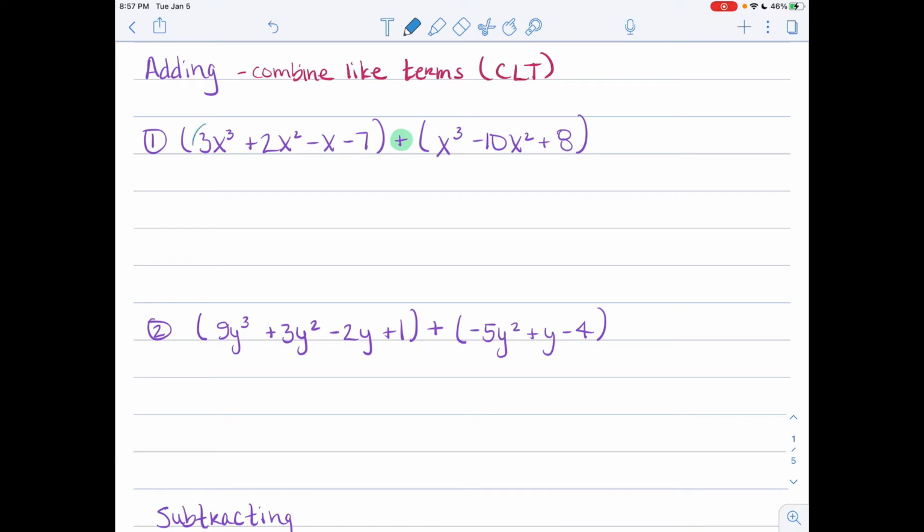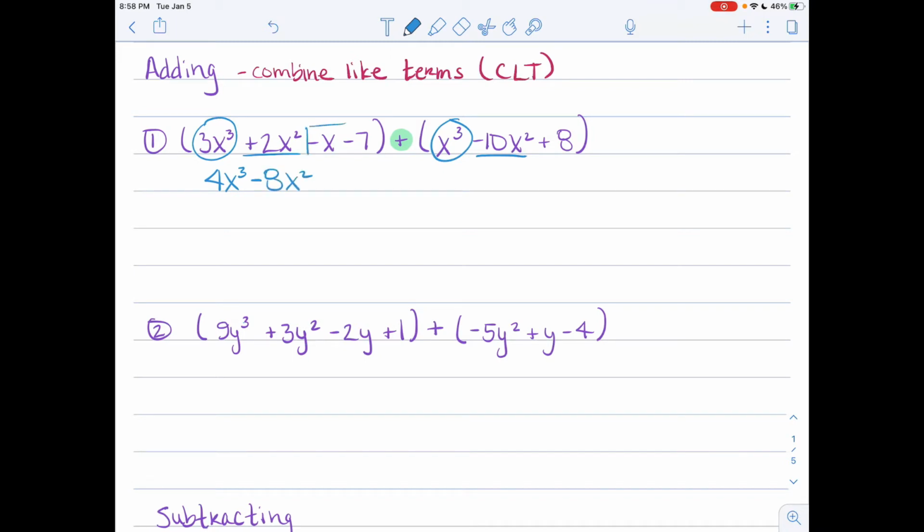So I see an x to the third as my biggest power, my degree term, and I also have an x to the third here, so I'm going to combine those. 4x to the third. The next thing I want to look for is squared terms, and I see a 2x squared and a negative 10x squared. That's going to be a negative 8x squared.